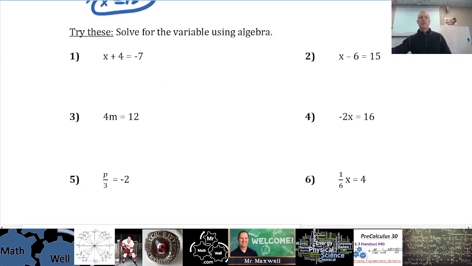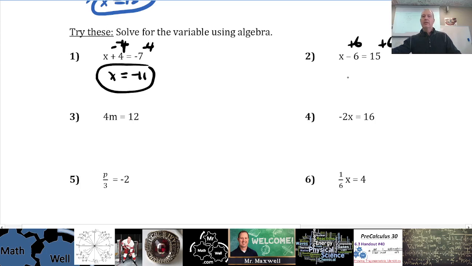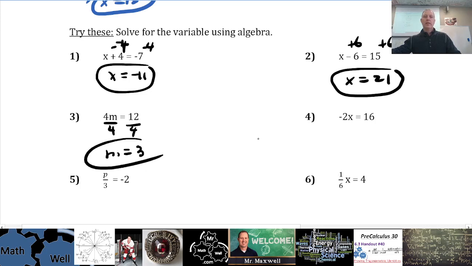Okay, so I'm going to do some of these real quick here on the board. So I'm going to subtract 4. Subtract 4, so that's x equals negative 11. That should be that one there. I'm going to add 6. Add 6, that's going to be x equals 21. So just double check my work there, please. Divide by 4, divide by 4. That's going to be m equals 3. Divide by, here's a tricky one. You have to divide by negative 2 to get positive x, right, in the end. So that's going to be x equals negative 8.